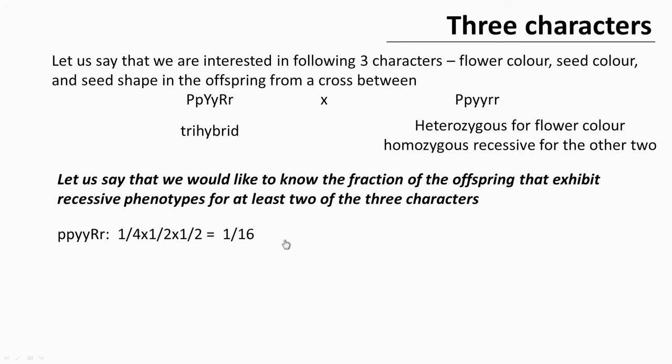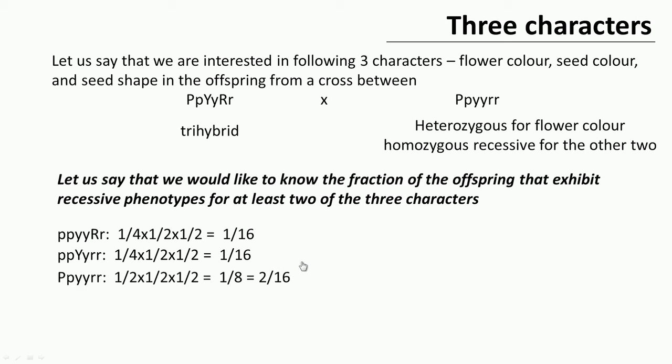This is one of the possibilities in which this offspring that exhibits recessive phenotypes for at least 2 of the 3 characters would arise. The other possibility is P and R being recessive. So, if you work out the probabilities for this combination, 1/4, half and half, multiply all together, 1/16. Another possibility is Y and R being recessive, and the first one being heterozygous. So, half and half, that turns out to be 1/8. Just to keep the denominator the same, let us write it as 2/16.